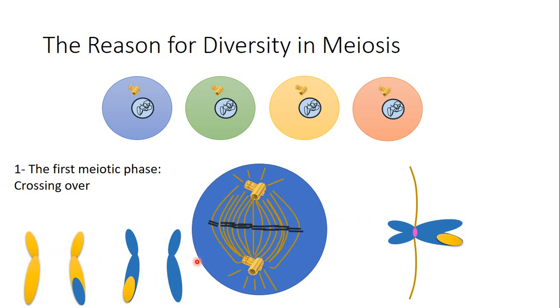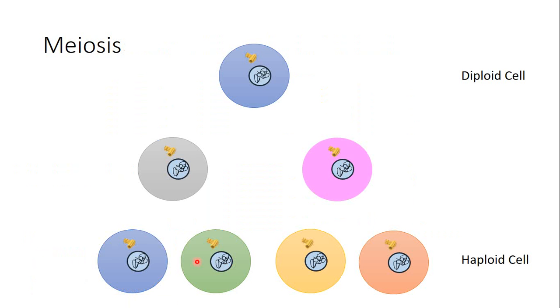This applies to the whole 23 pairs of chromosomes. So this is the diploid cell at the beginning of the meiosis, at the beginning of the first meiotic phase. At the end of the first meiotic phase, I have 2 non-identical cells with 46 chromosomes, with 23 chromosomes each, and every chromosome is made up of 2 sister chromatids, and these sets are not identical.